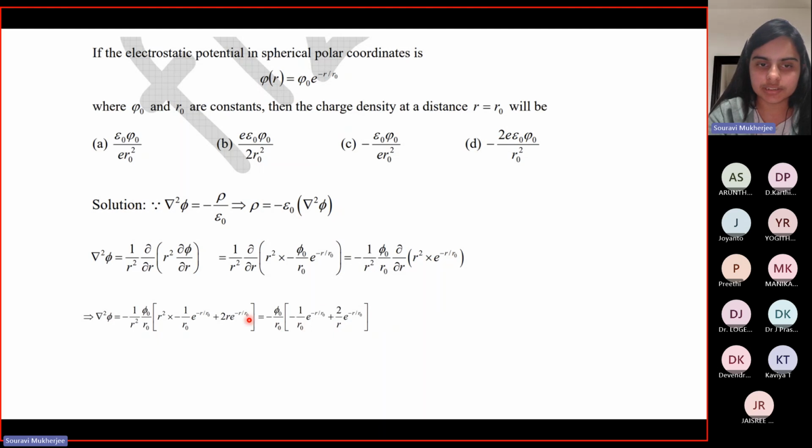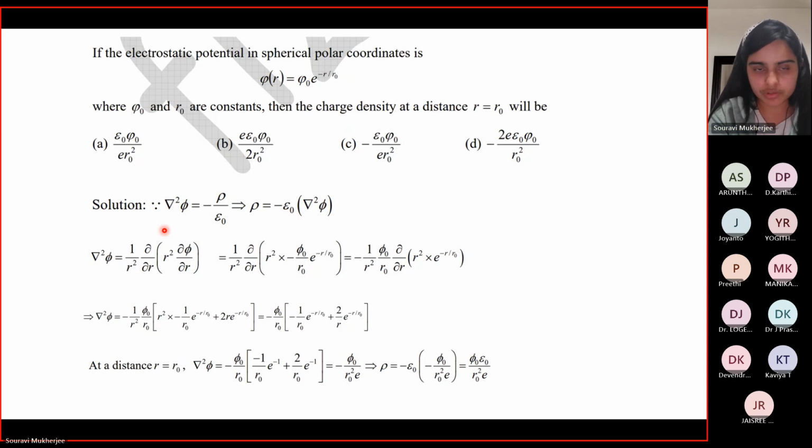But I'll just skip the details of the steps. Basically, some partial derivatives with respect to r. So you find the expression for del square phi, and then you have this minus epsilon naught, and that gives you rho. Now it is asked to find the value of rho at some particular point, r equal to r naught. So just put the value of r equal to r naught, and that gives you the value of the charge density.